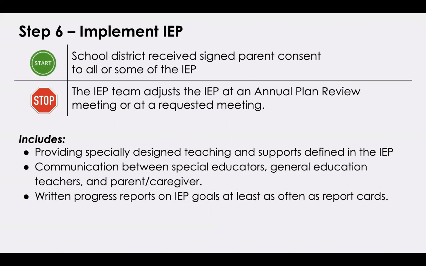Step 6 is implementing the IEP. Once the school district receives the signed parent consent to all or some of the IEP, it starts implementing the IEP. And it's completed when the IEP team adjusts the IEP at an annual plan review meeting or at a requested IEP meeting. It includes providing specially designed teaching and supports defined in the IEP, communication between special educators, general education teachers, and parents. It also includes written progress reports on IEP goals at least as often as report cards are provided.